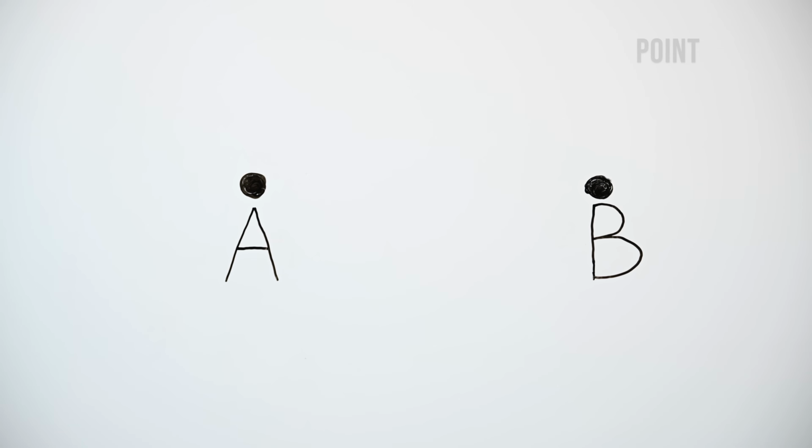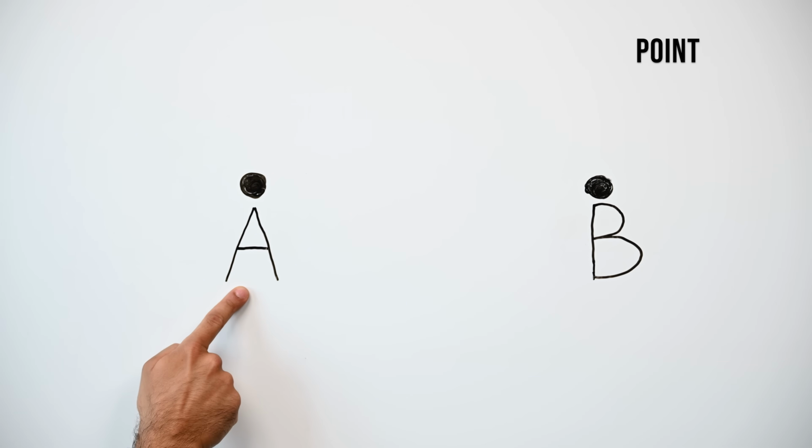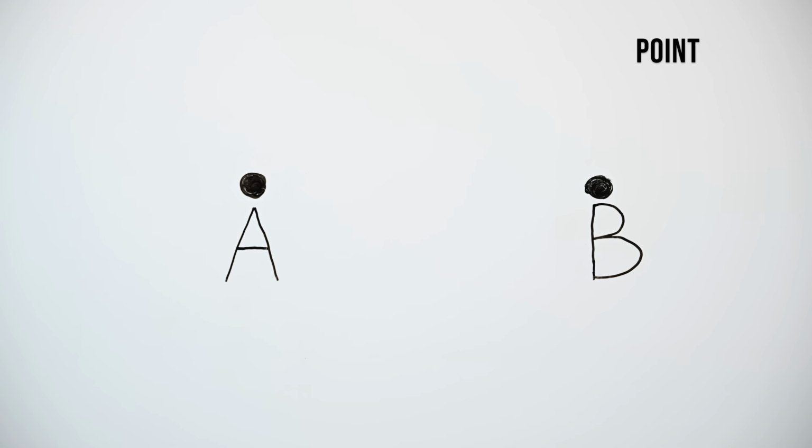Let's start with the basics. A point, the simplest building block, is labeled with a capital letter, like A or B. It shows an exact location in space but has no size.